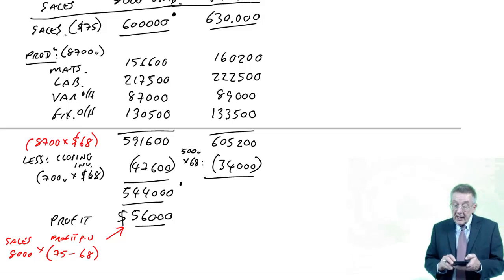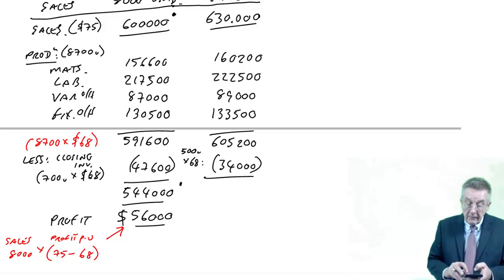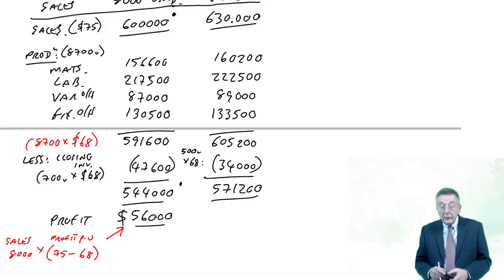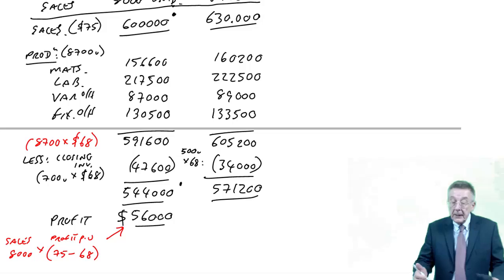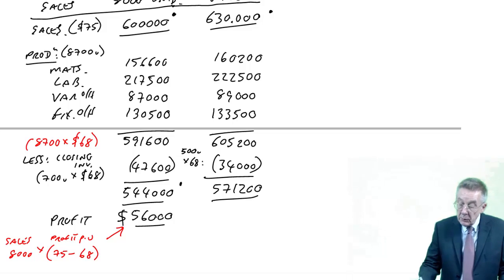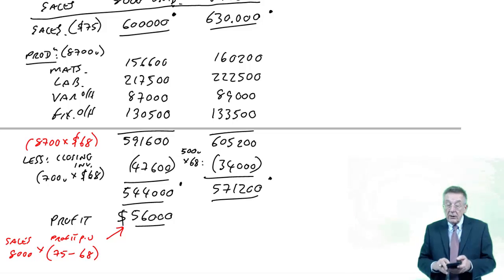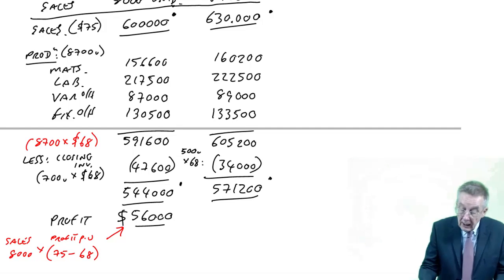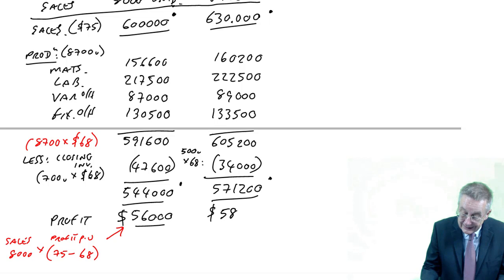That gives the cost of sales of 571,200, and therefore the flexed profit, 630 revenue, 571,200 costs, is 58,800.